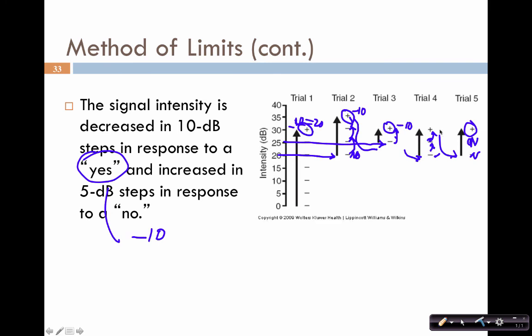So probably at this point we would say that the person's absolute sensitivity for whatever this frequency was is in fact 30 decibels. It's not showing what kind of decibel it is, so we'll just say 30 decibels on that particular scale.